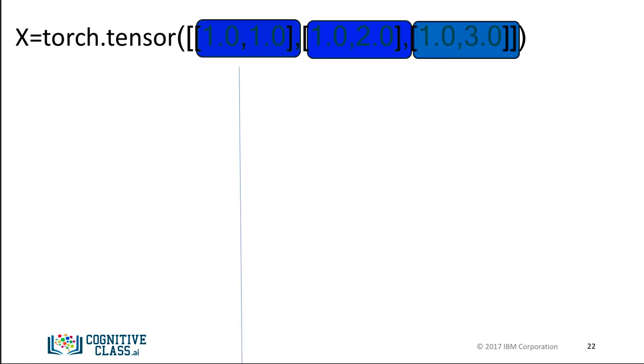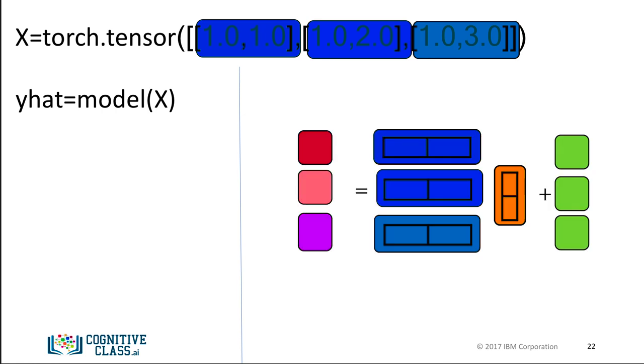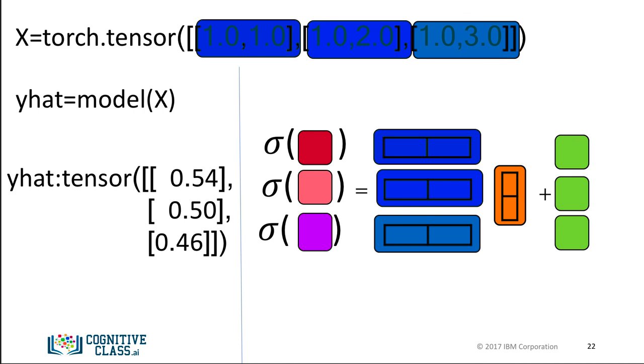We have our input tensor. We apply the model. This applies a logistic function to each output, and we have 3 inputs and 3 outputs. And that's it.